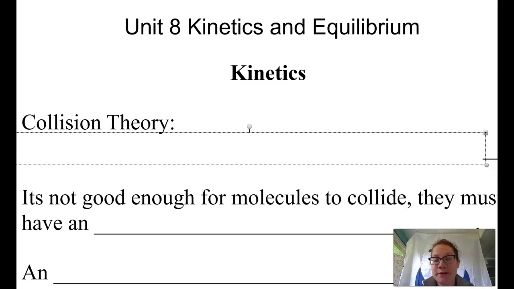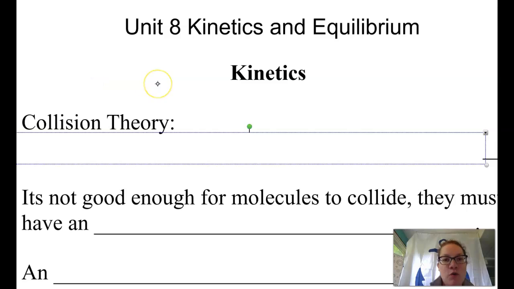So we're actually going to start a new unit, and that new unit is called Kinetics and Equilibrium. So the first thing we're going to talk about is this idea of kinetics. Kinetics is the part of chemistry that discusses how fast reactions occur, as well as how much energy it takes for reactions to occur. So the first thing we're going to talk about here is something called collision theory.